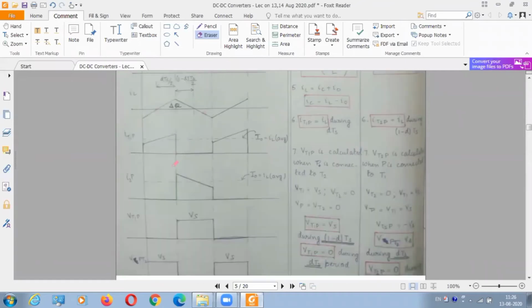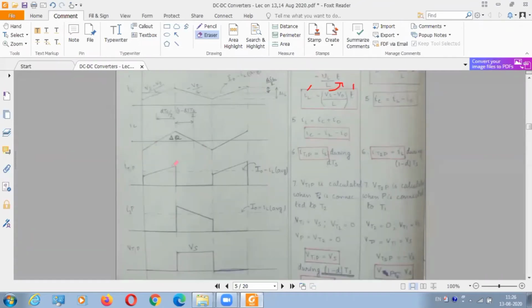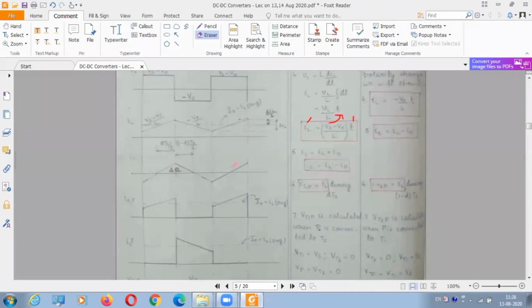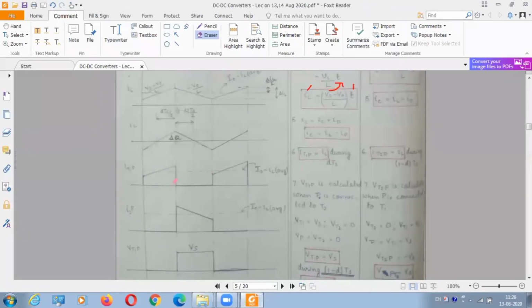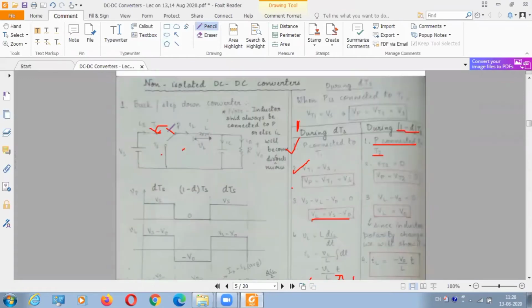First, I have to find out the average value of this. Okay, I'll come to it later. I'll draw this one, IT1P. Now, if you go over here, P is connected to T1, right?